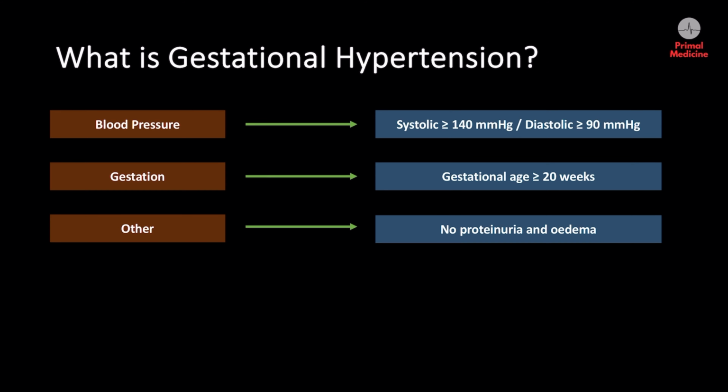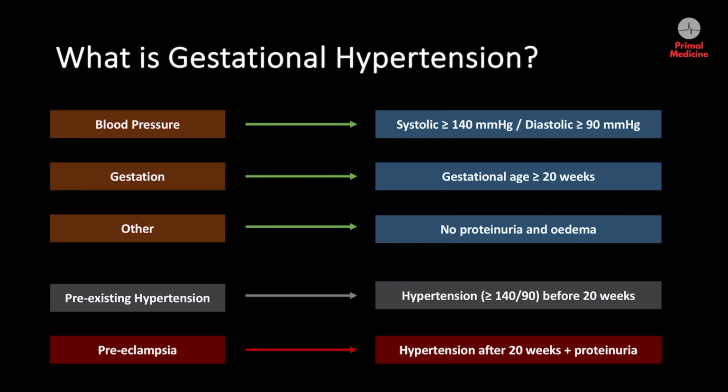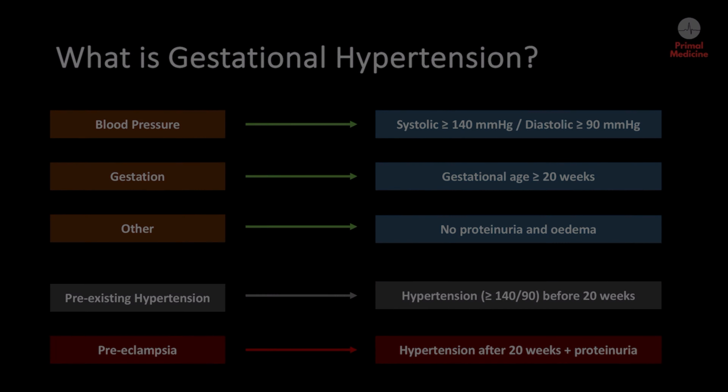And other things to consider is if there's hypertension before 20 weeks, that could indicate pre-existing hypertension. But if there's hypertension after 20 weeks, in addition to protein in the urine, we need to carefully consider whether there's pre-eclampsia in this person.